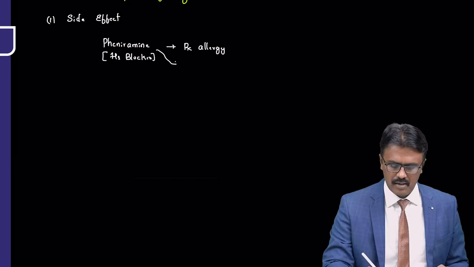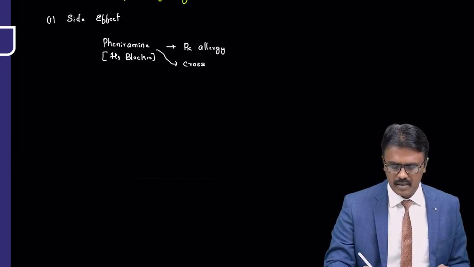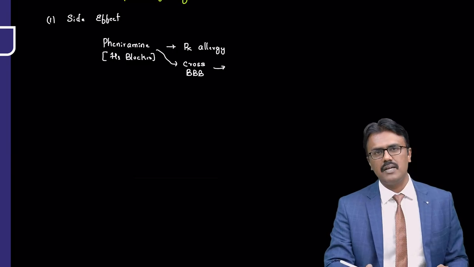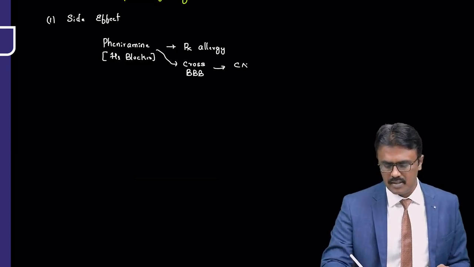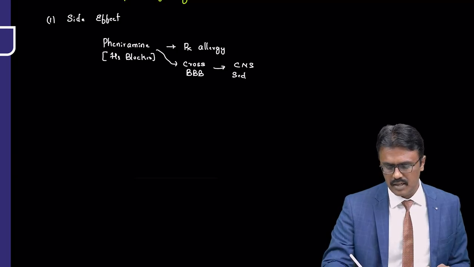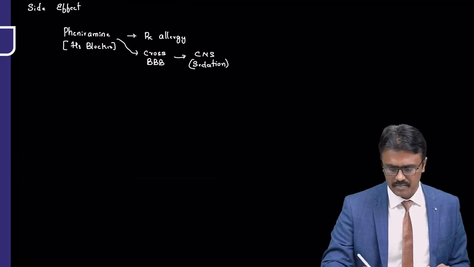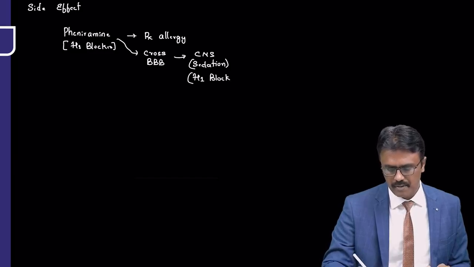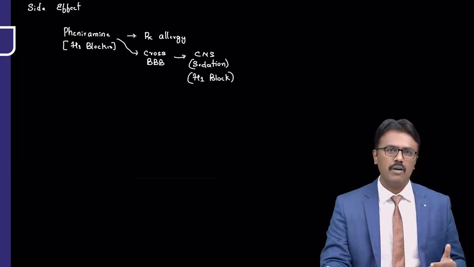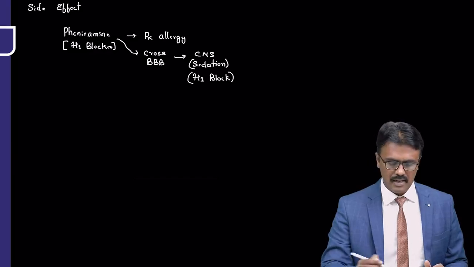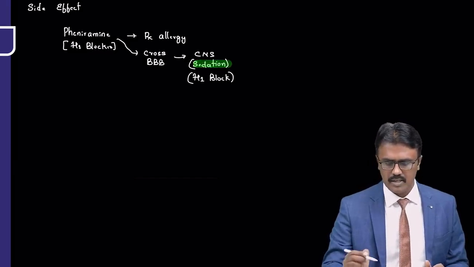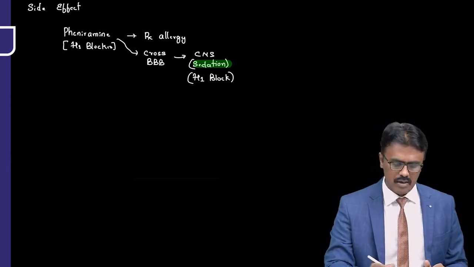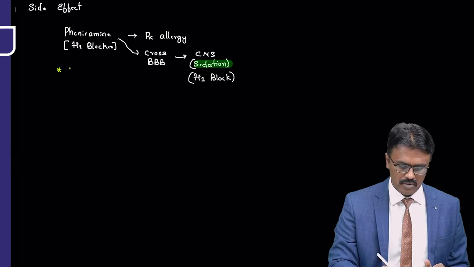But the same phenyramine will cross the blood-brain barrier and it blocks the histamine receptor in the brain, that is in the CNS, and it causes sedation. The reason why it produces sedation in the brain is it blocks the action of H1 in the brain. Histamine is required for wakefulness in the CNS, and when you block it, there is sedation. Now, what dose did we give? We give the normal dose.